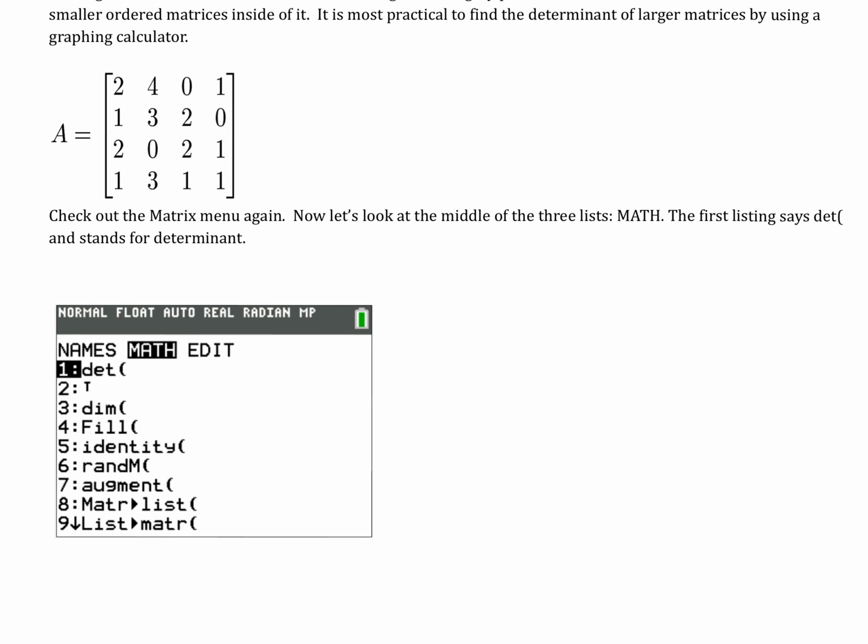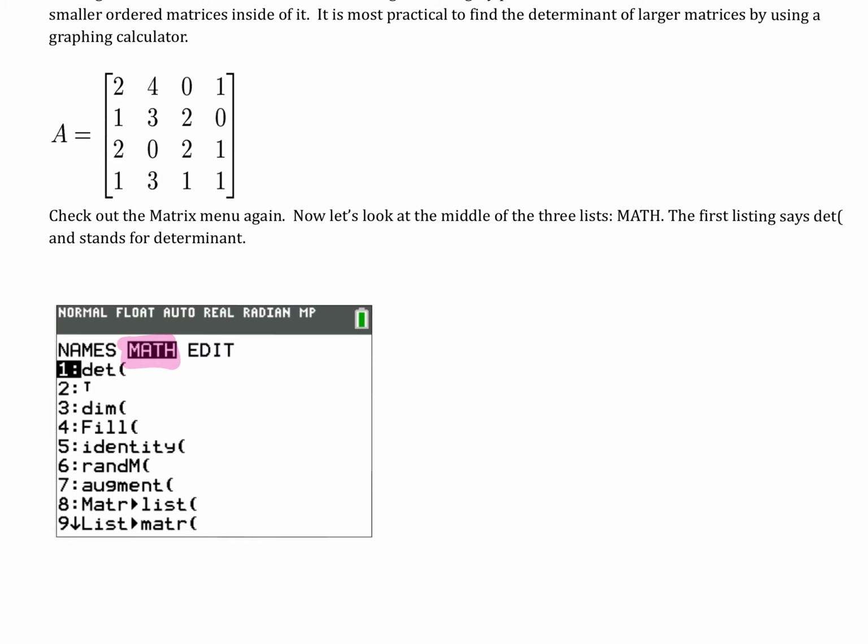If you're using your graphing calculator, when you go into the matrix menu, there's a third menu that we really haven't talked about yet, and that's the math menu here. We've looked at the edit menu and the names menu in order to actually create our matrices, but we can now use that determinant option to actually find the determinant. So the first thing you would have to do is enter in your matrix with the edit option, and then go into your main screen and find the determinant by using this determinant option.